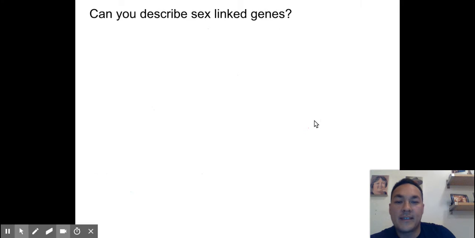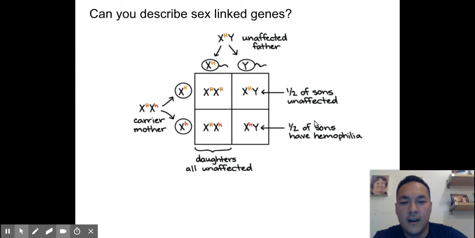Okay, can you describe sex-linked genes? So for this one in class, I kept using the example of hemophilia. See if you can describe it. Okay, here we have, it's going to be a recessive disease. So if they get their recessive copy, they won't be able to clot their blood. They'll just keep bleeding out if they get a cut.